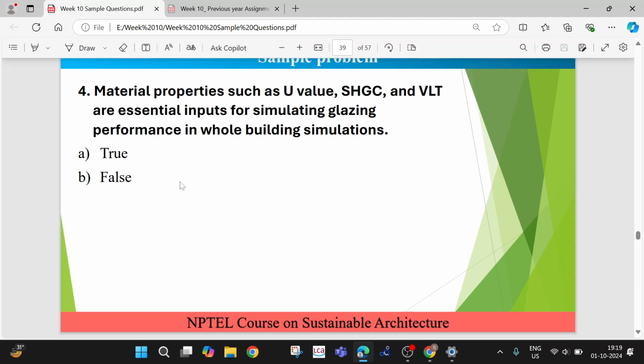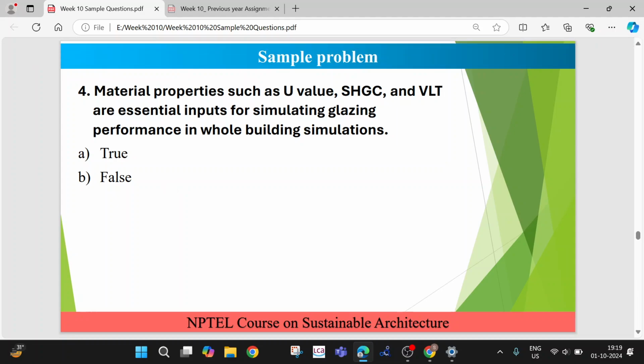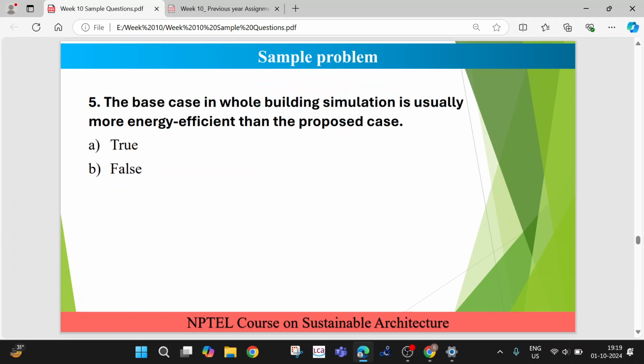All these material properties we will be requiring for simulating the performance of a building or a glazing. Fine. Here is the fifth question. The base case in the whole building simulation is usually more energy efficient than the proposed case. Is it or isn't it?